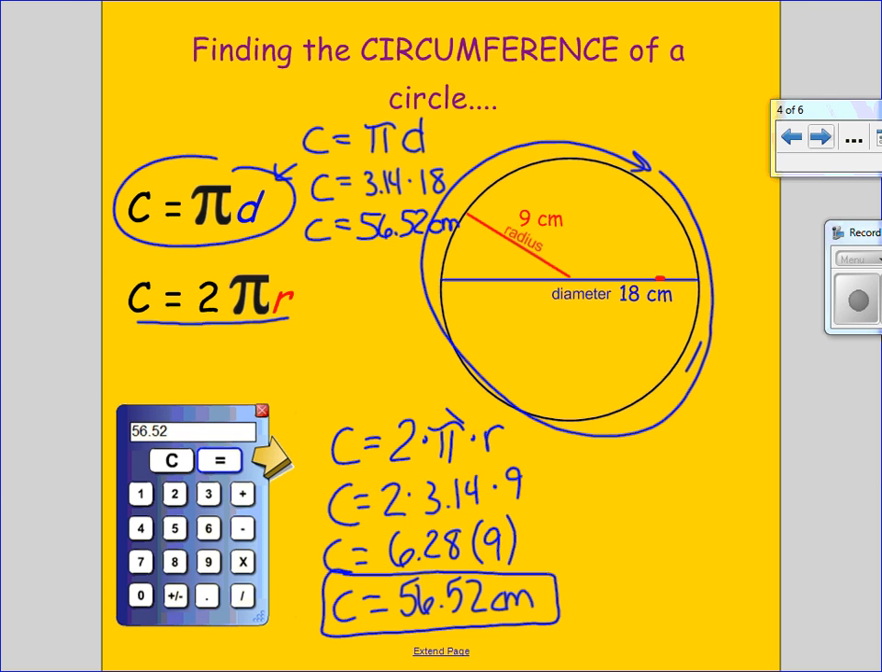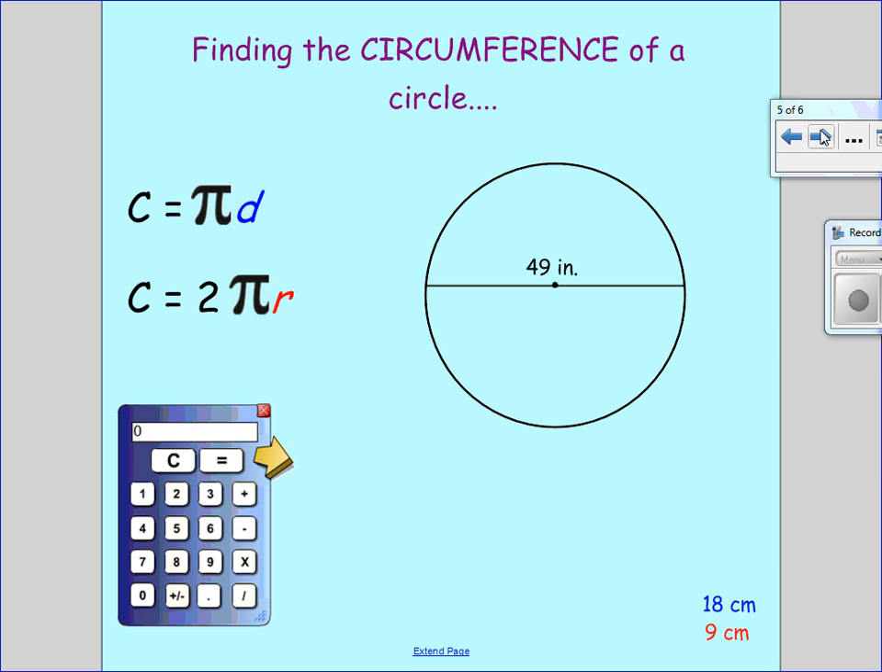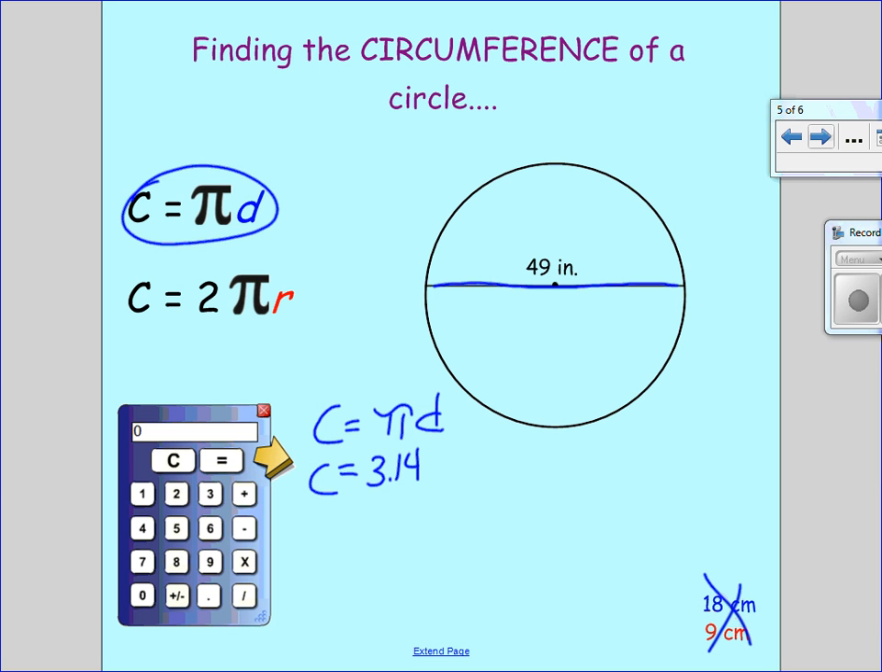So both formulas work. Okay, let's try another example. Finding the circumference of a circle. They've given us the diameter. We'll ignore these down here. The diameter is 49 inches. Remember, diameter is all the way across. So I'm going to use this formula instead. C equals pi times d. Plug in our information. Pi will say 3.14. Diameter is 49. Put it into our calculator. 3.14 times 49, and we get 153.86 inches. Again, we don't square it because this is distance around, not the space inside.